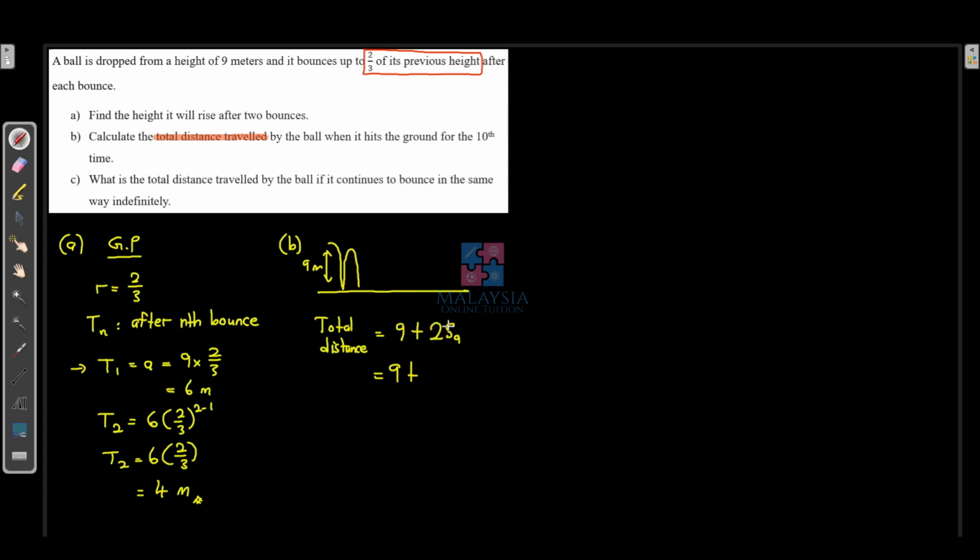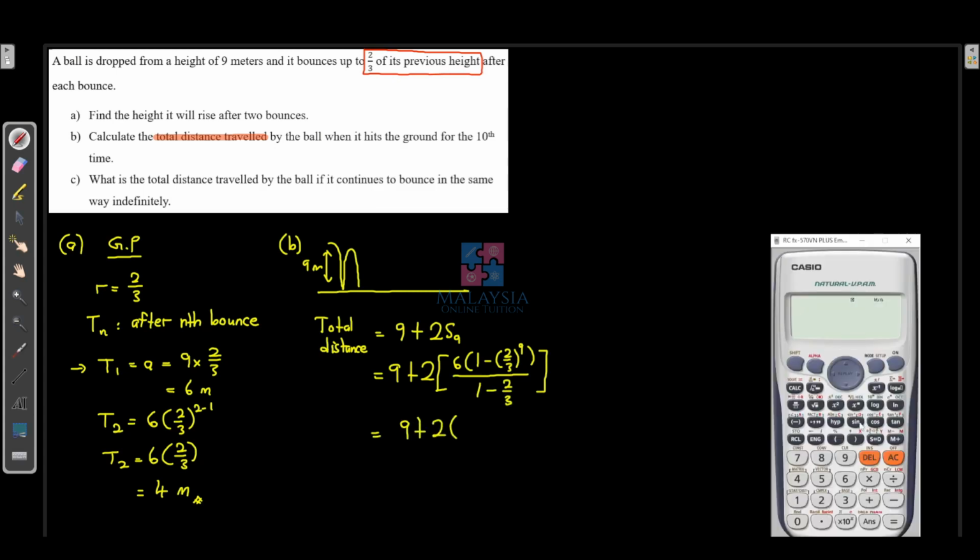Please remember that. So now we can write 2, open bracket, and then a(1 minus r^n), meaning 2/3 to the power of n, which is 9, and then close the bracket, divided by 1 minus 2/3, you close the big bracket. So 9 plus 2 times what? Inside, you can see we have 2/3 to the power of 9.